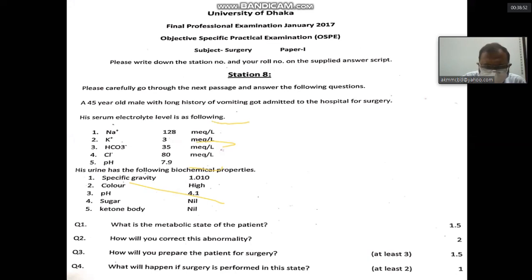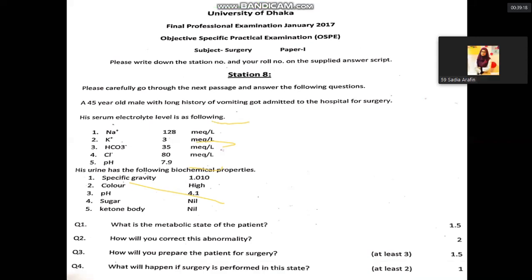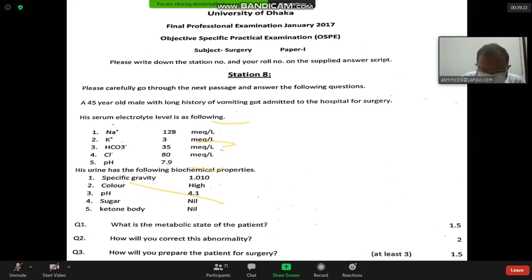Here is the serum electrolytes level. And the next one, some biochemical investigations are seen in here. Seeing this, what is the metabolic state of this patient? Hyponatremia, hypokalemia, hypochloremia, metabolic acidosis, aciduria, alkalosis. What is metabolic acidosis and what is metabolic alkalosis?